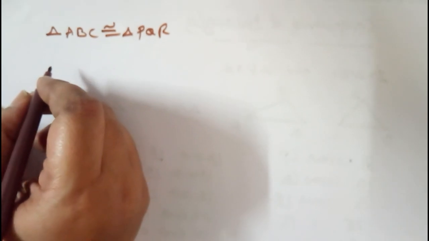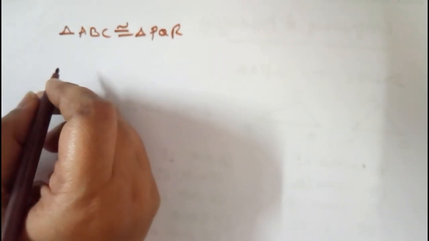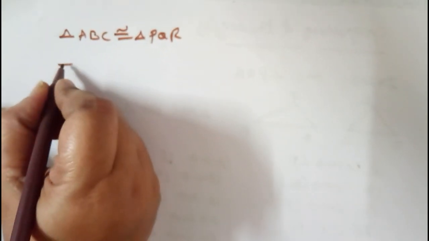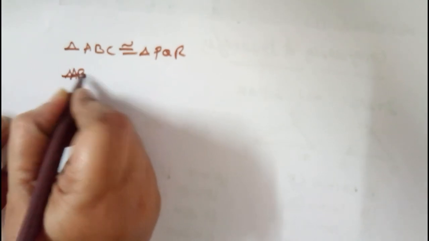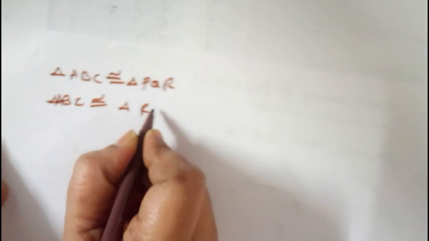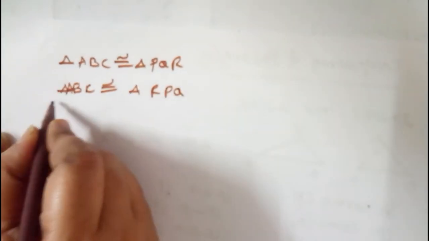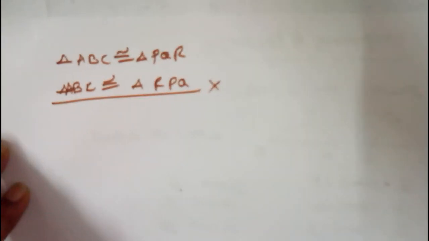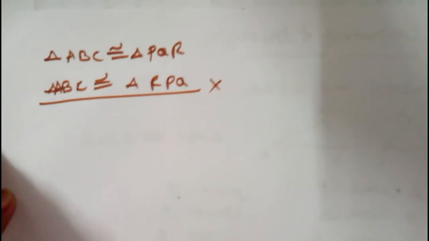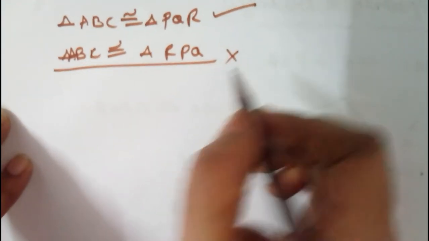Is it necessary to write the corresponding parts of vertices, the correspondence of vertices, correctly for writing a congruence of triangles? Triangle ABC is congruent to triangle RPQ. Is it correct? No. It is necessary to write the correspondence of vertices correctly for writing of congruence of triangles. So this is true and this is wrong. It is necessary writing the corresponding parts.